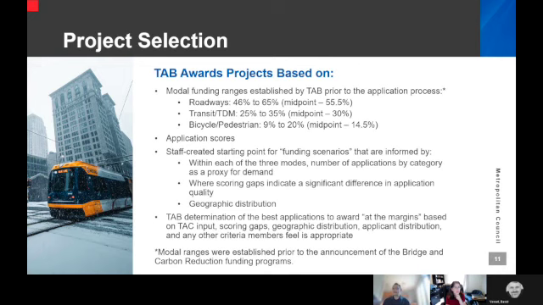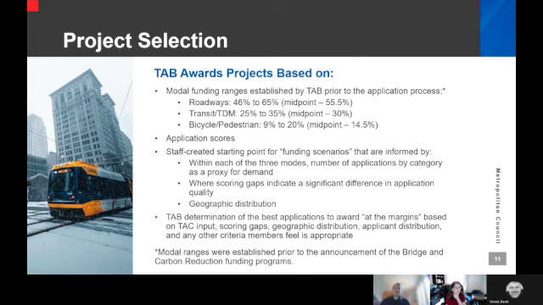For example, if 2 projects are separated by 1 point, that's essentially a tie. If they're separated by 100 points, there's a little bit more of a discernible gap. So sometimes we use those to inform how we make those suggestions.